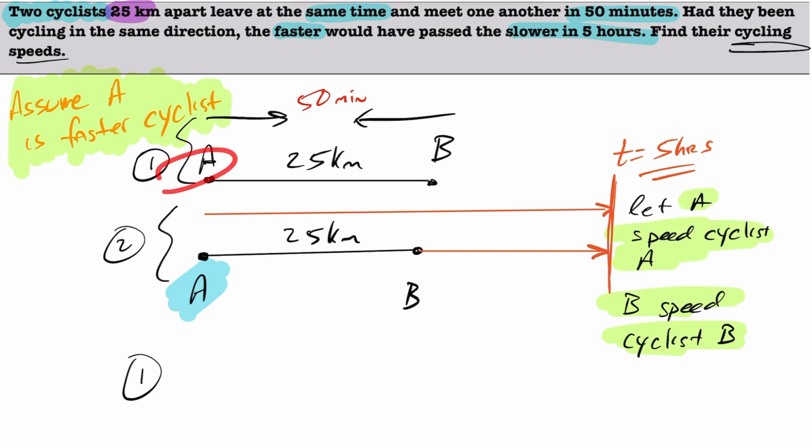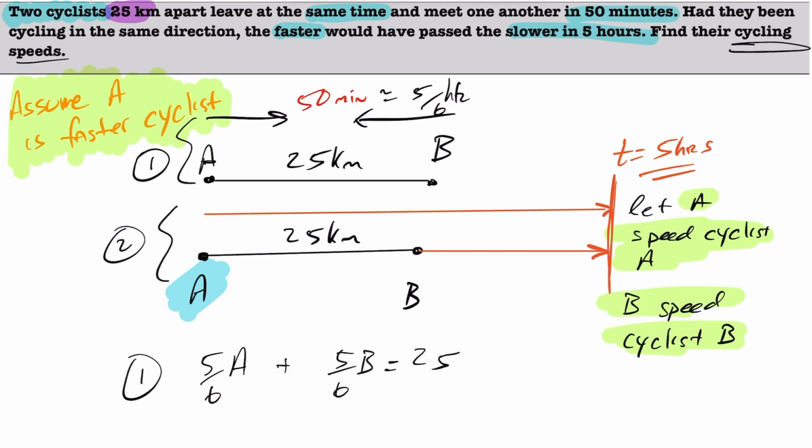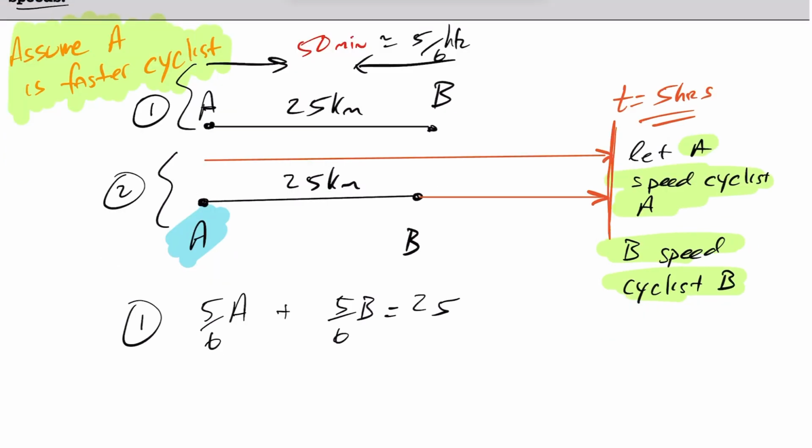And because A is going faster, it might look something like this. Perhaps A travels to here and B travels to here. But what we do know is the sum distance of their two trips is 25. So 50 minutes is 5/6 of an hour here. Therefore, if I take time times speed plus time ridden times speed, that must equal the total distance of the trip, which we know is 25 kilometers. So that becomes our first equation.